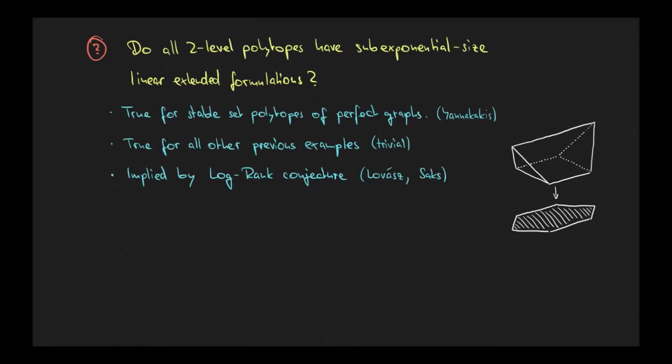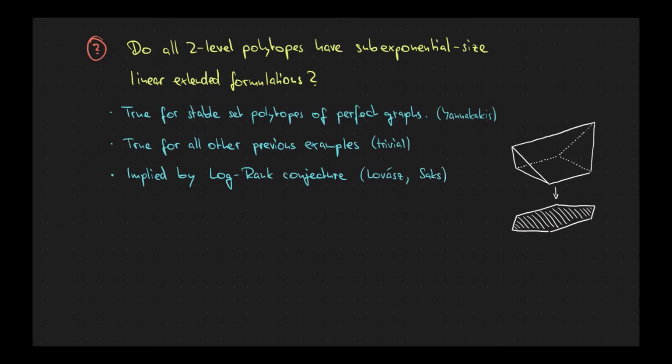One very prominent example is, again, the stable set polytopes of perfect graphs. It's non-trivial to get such an extended formulation, and this is a construction by Yannakakis. It's not obvious at all. For all the other examples that we have seen, it's trivial because they have just a small number of facets. But in general, we don't know.